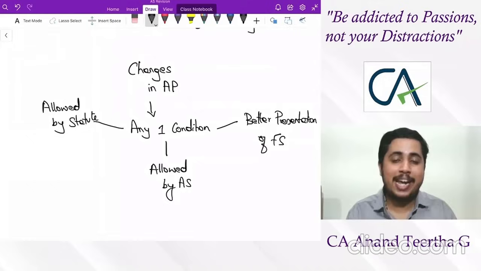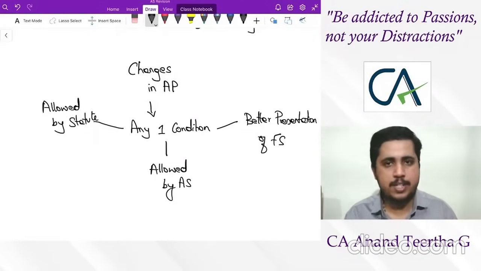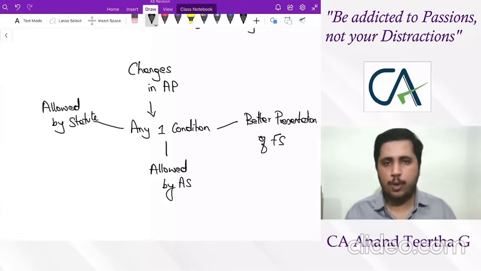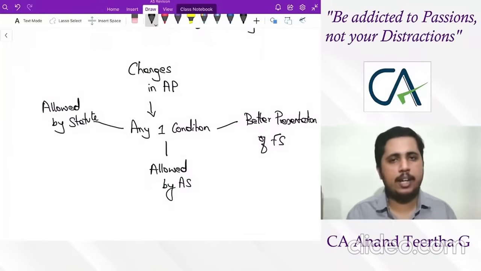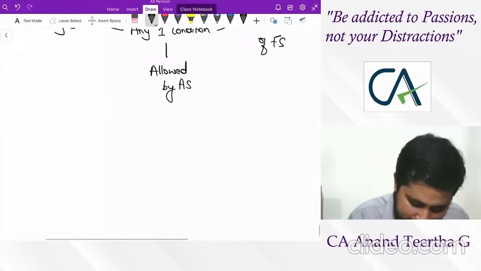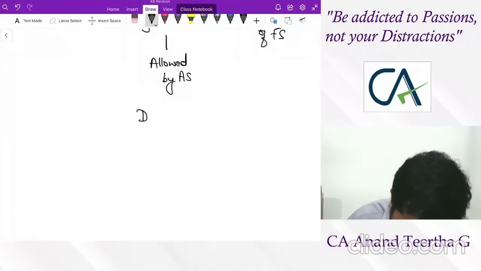Otherwise, it goes against consistency, which was a fundamental accounting assumption. You should apply your accounting policy consistently. If you don't do it, then it's a wrong aspect. So therefore, only in these circumstances accounting policy is allowed to be changed. Otherwise, a big answer will be no. Finally, if there is a change in accounting policy, how should disclosure take place?